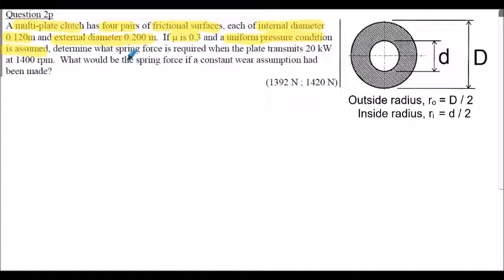We've got to determine the spring force required, that's symbol W, when the plate transmits 20 kilowatts of power at 1400 revs per minute. Also, what would the spring force be if a constant wear assumption had been made? So there's two parts and two sort of outcomes here. One based on the uniform pressure theory, one based on the uniform wear theory. So again, as always, let's just get the information from the question first of all before we think about the analysis as such.